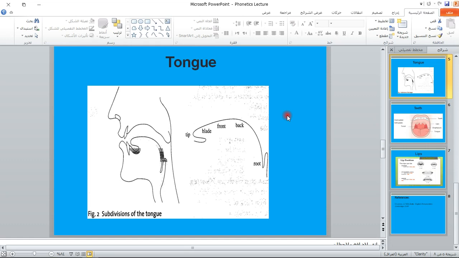In the production of speech sounds, the tongue plays an important role. Why? For its movements in different directions. It can touch the alveolar ridge, hard palate, teeth, and lips, and it has a role in production of vowel sounds and consonant sounds. And it consists of many parts like tip, blade, front, back, and root.